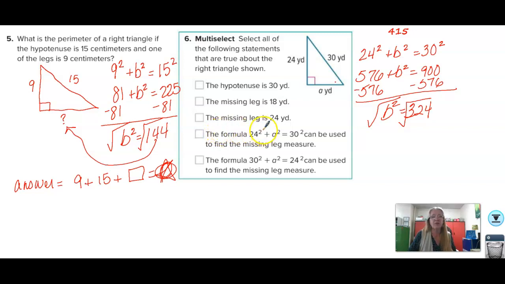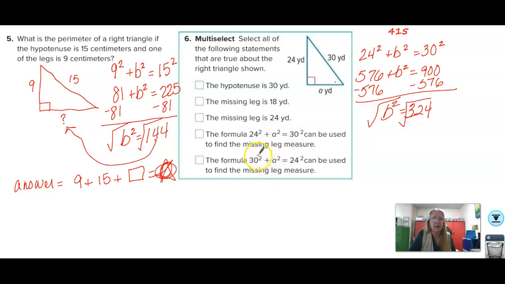The formula 24 squared plus a squared equals 30 squared can be used to find the missing leg measure. Yes, this is true. Now, I used B, but I keep telling you, it doesn't matter if you use A, B, X, or the first letter of your name. This setup is correct. That's the leg we know, this is the leg we don't know, and this is the hypotenuse. So the setup is right.